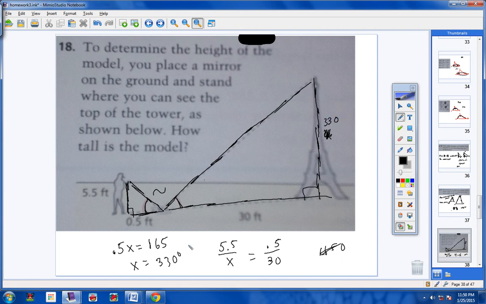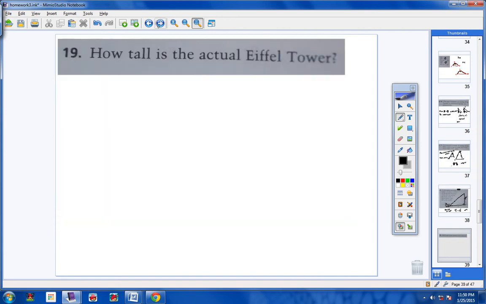330 feet. Got it. Now, look at question 19. If the model's 330 feet, then how tall is the real actual Eiffel Tower? Well, think about it. The model we just looked at is how tall? Do you remember? 330 feet.